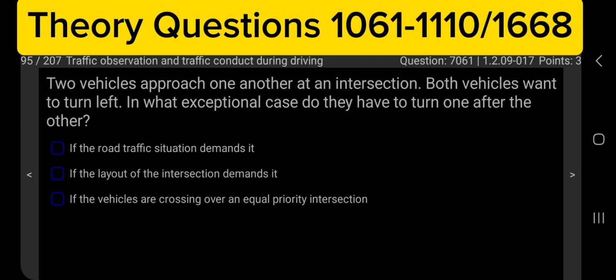Two vehicles approach one another at an intersection. Both vehicles want to turn left. In what exceptional case do they have to turn one after the other? If the road traffic situation demands it. If the layout of the intersection demands it. If the vehicles are crossing over an equal priority intersection.